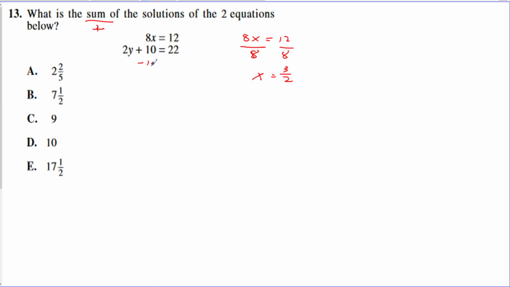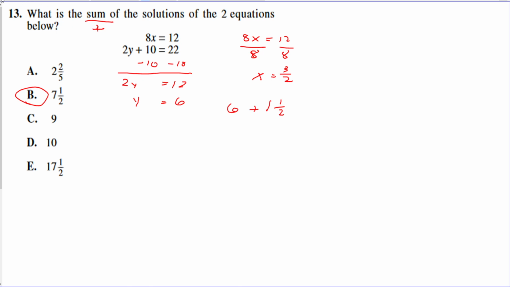I'm going to start by subtracting 10 from both sides, which means that 2y is equal to 12, and then y is equal to 6 when I divide both sides by 2. So I need to add 6 and 3/2. If you remember, 3/2 as a mixed number is 1 and 1/2. So 6 plus 1 is 7, and that extra half makes letter B, 7.5.